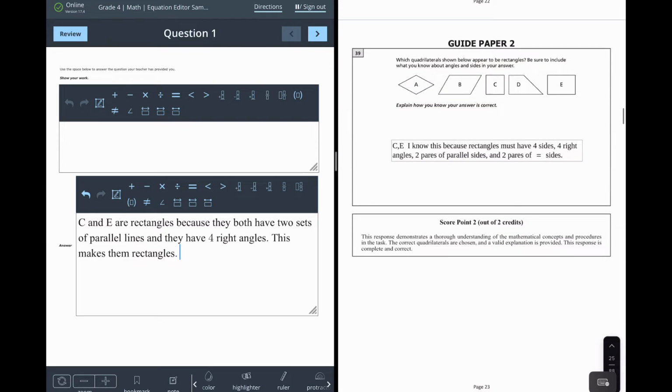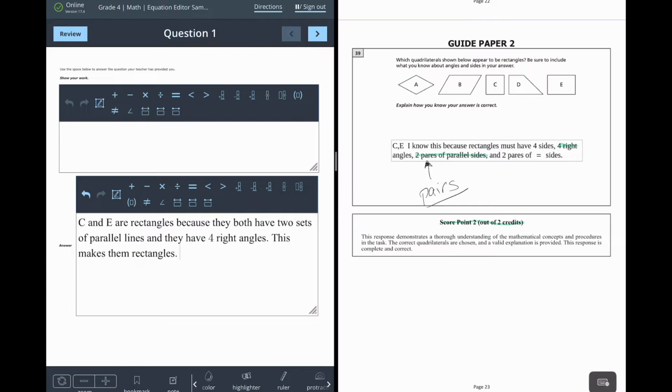And so there's this next kid, 2 out of 2, and he also writes down, this one typed CE. I know this because rectangles have 4 sides, 4 right angles, 2 pairs of parallel sides, and 2 pairs of equal sides. So this one still works because he mentioned the 4 right angles and the 2 pairs of parallel sides. And notice it's okay if you misspell it, if someone can understand. Like I read this and I knew he meant pairs. So that's okay if you have to do some inventive spelling.